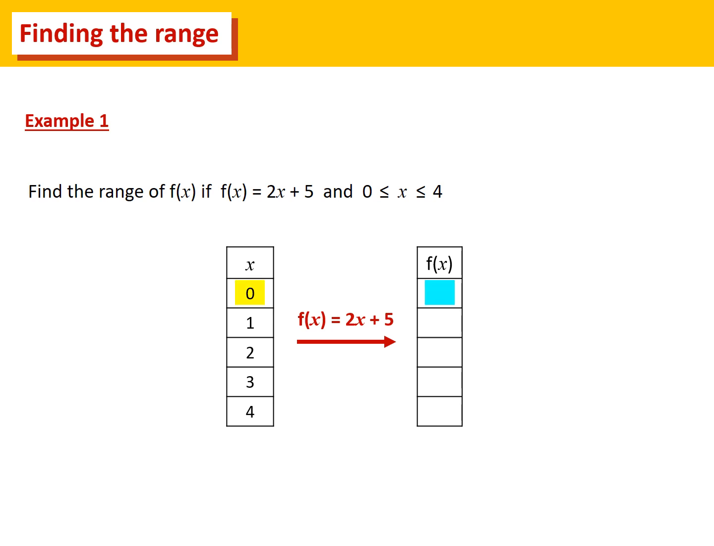Well, when x is 0, timesing by 2 and adding 5 will give us 5. When x is 1, timesing by 2 and adding 5 will give us 7. When x is 2, we will end up with 9. When x is 3, we'll obtain 11. And when x is 4, doubling and adding 5 will give us 13.